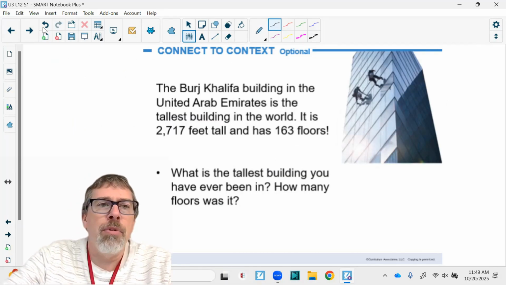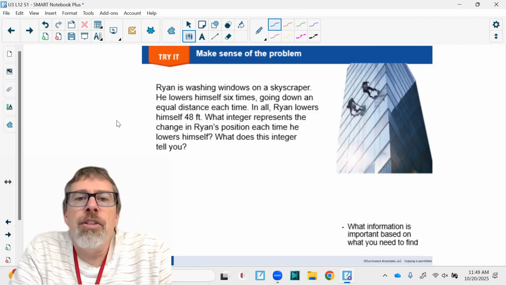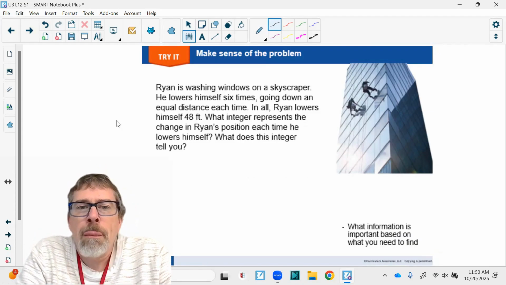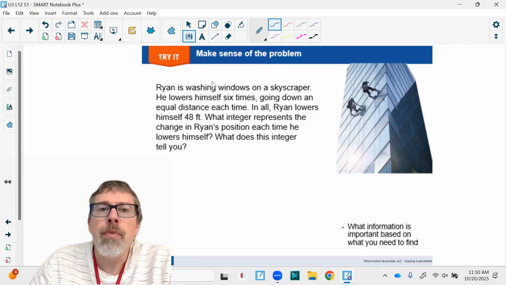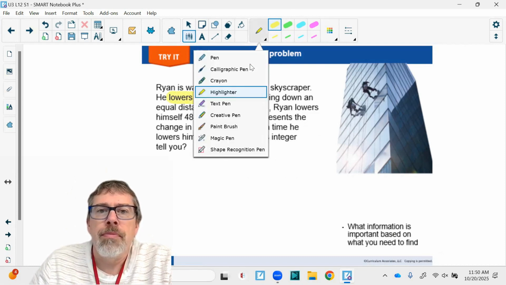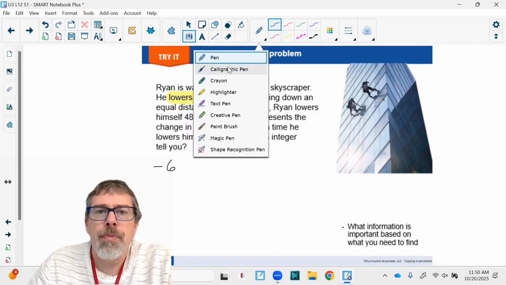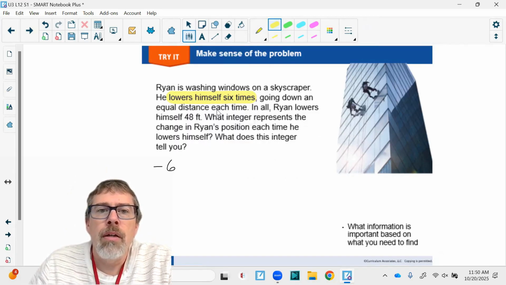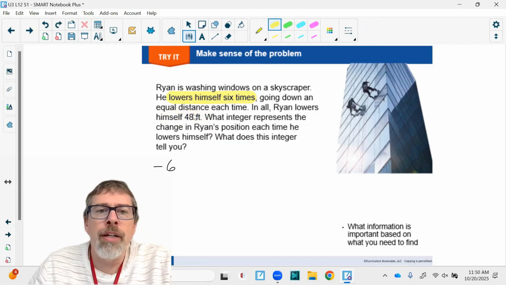Okay, so anyway, we're talking about the Burj Khalifa here. Ryan is washing windows on a skyscraper. He lowers himself 6 times. So I'm going to highlight that. Lowers himself 6 times, so that'd be a -6. Going down an equal distance each time. That's key. Same distance every time. In all, Ryan lowers himself 48 feet.